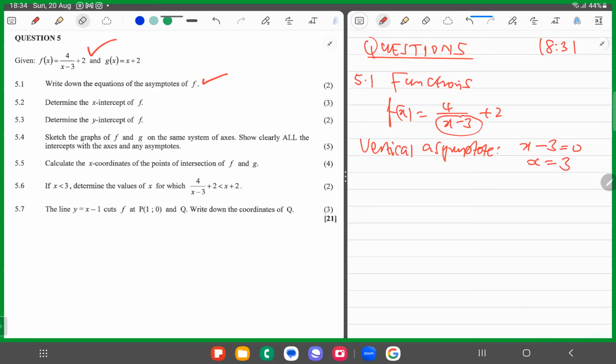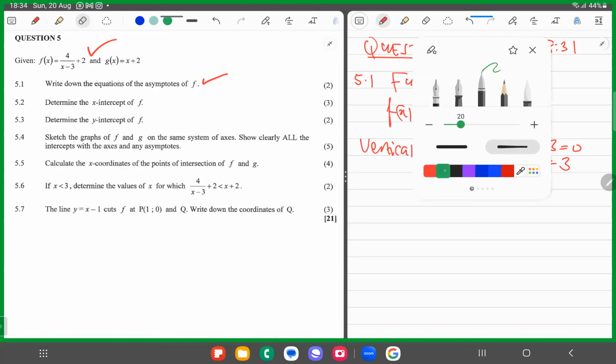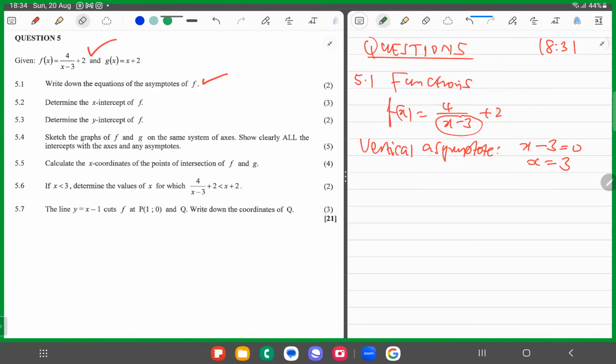Now, the next thing we shall be able to do is to look at the horizontal asymptote. What is the horizontal asymptote? The horizontal asymptote is y equals the constant, y equals 2. Right, so we're going to be looking at 5.2.